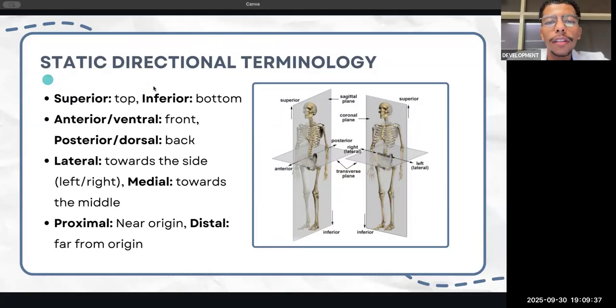So the static directional terminology, we have superior, which means up, okay? Inferior, which means down. Now, if I say your head is superior to your chest, that means it's above your chest. So it's at the top and your chest is below it. And the chest is inferior to your head, so it's below the head. And then we have anterior, which means front, and posterior, which means back. Anterior is also called ventral. Posterior is also called dorsal, okay?